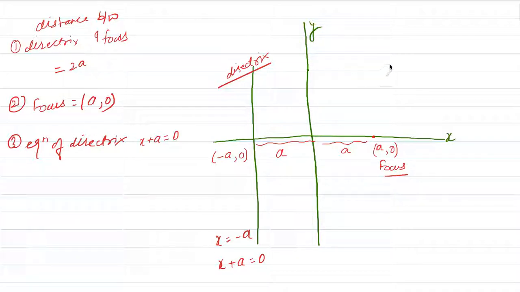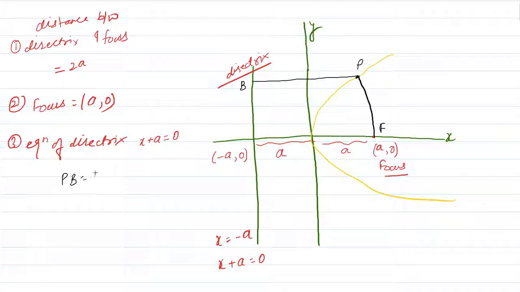Okay, so let's say our parabola goes like this. Let me draw it again. So if this is the parabola, then for every point P on the parabola, the distance from the directrix and the distance from the focus are equal. Let's say this point is B and this is the focus F. So what we have is PB equals BF.